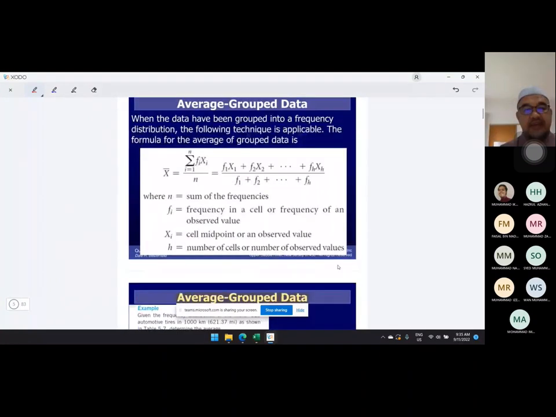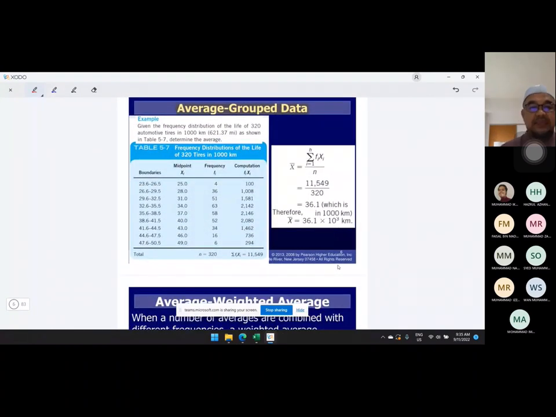If we have grouped data, we can also calculate. For example, here is an example of grouped data. In the first cell, the midpoint is 25 and we have 4 items. We multiply the midpoint and the frequency, and we get the value there. We do the same for all, and then sum it. We use the summation to calculate the average for grouped data using this formula: summation of frequency times the midpoint, divided by the total number of observations.